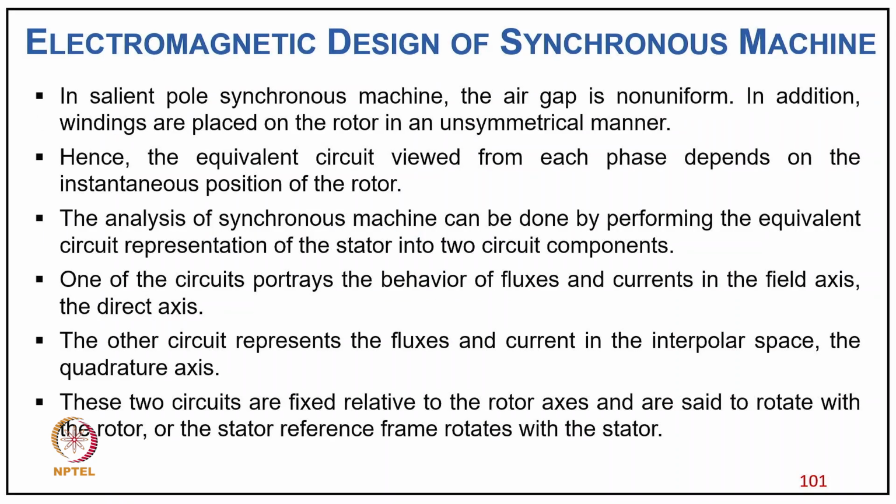So for electromagnetic design in a salient pole synchronous machine, the air gap is non-uniform. In addition, the windings are placed on the rotor in an unsymmetrical manner. Hence, the equivalent circuit view from each phase depends on the instantaneous position of the rotor. So analysis of the synchronous machine can be done by performing the equivalent circuit representation of the stator into two circuit components. One of the circuits portrays the behavior of fluxes and current in the field axis, that is called the direct axis. The other circuit represents the flux and current in the interpolar axis, that is called the quadrature axis, and these two circuits are fixed relative to the rotor axis and are set to rotate with the rotor, or the stator frame rotates with the stator.